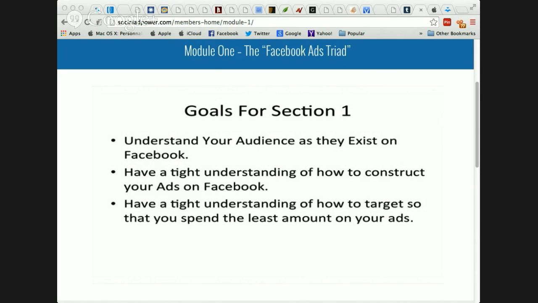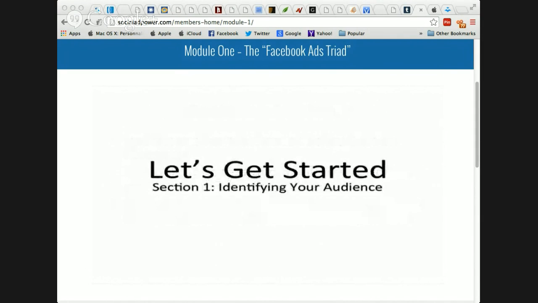So that's what we're going to be learning. Those are the goals for this first section. So without any further delay, let's get started. This is section one, identifying your audience.